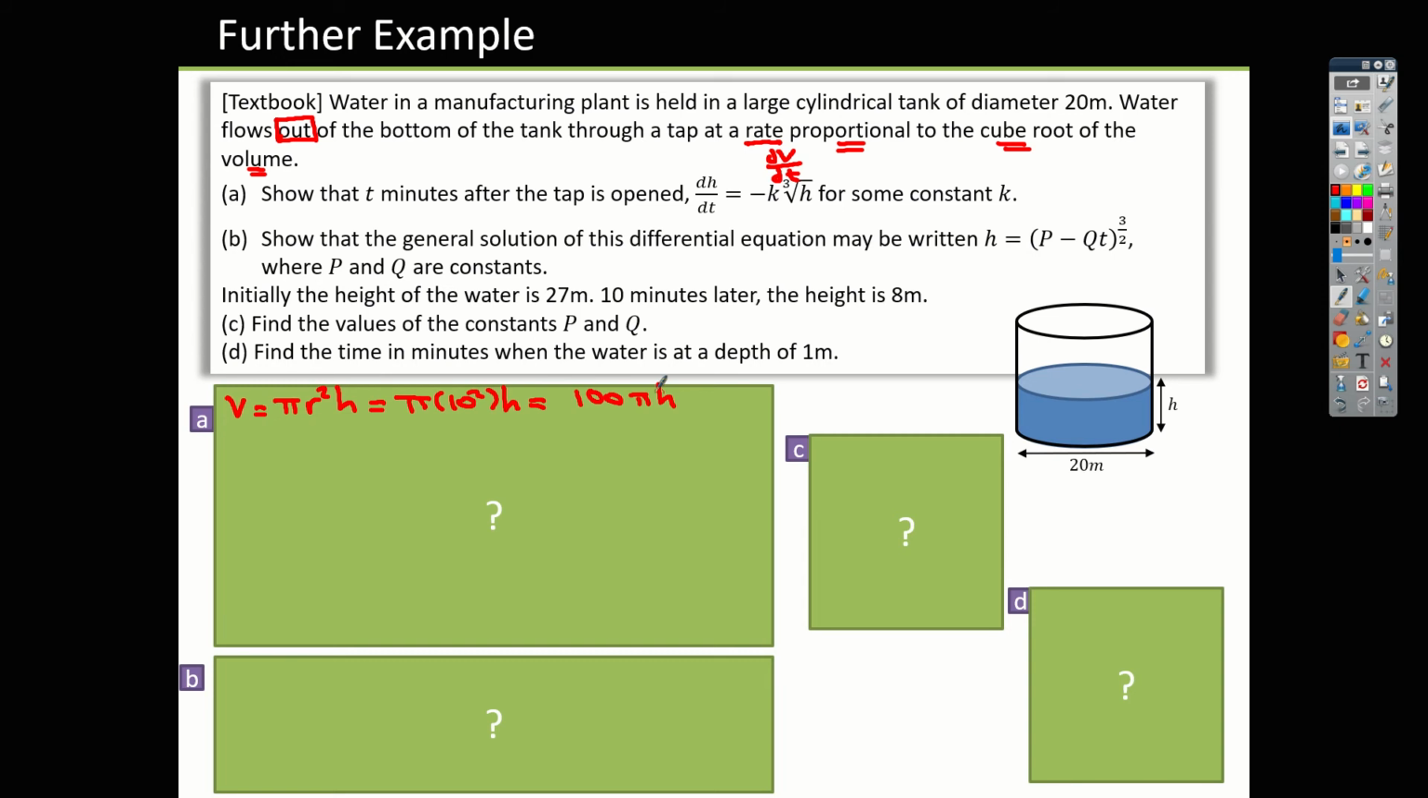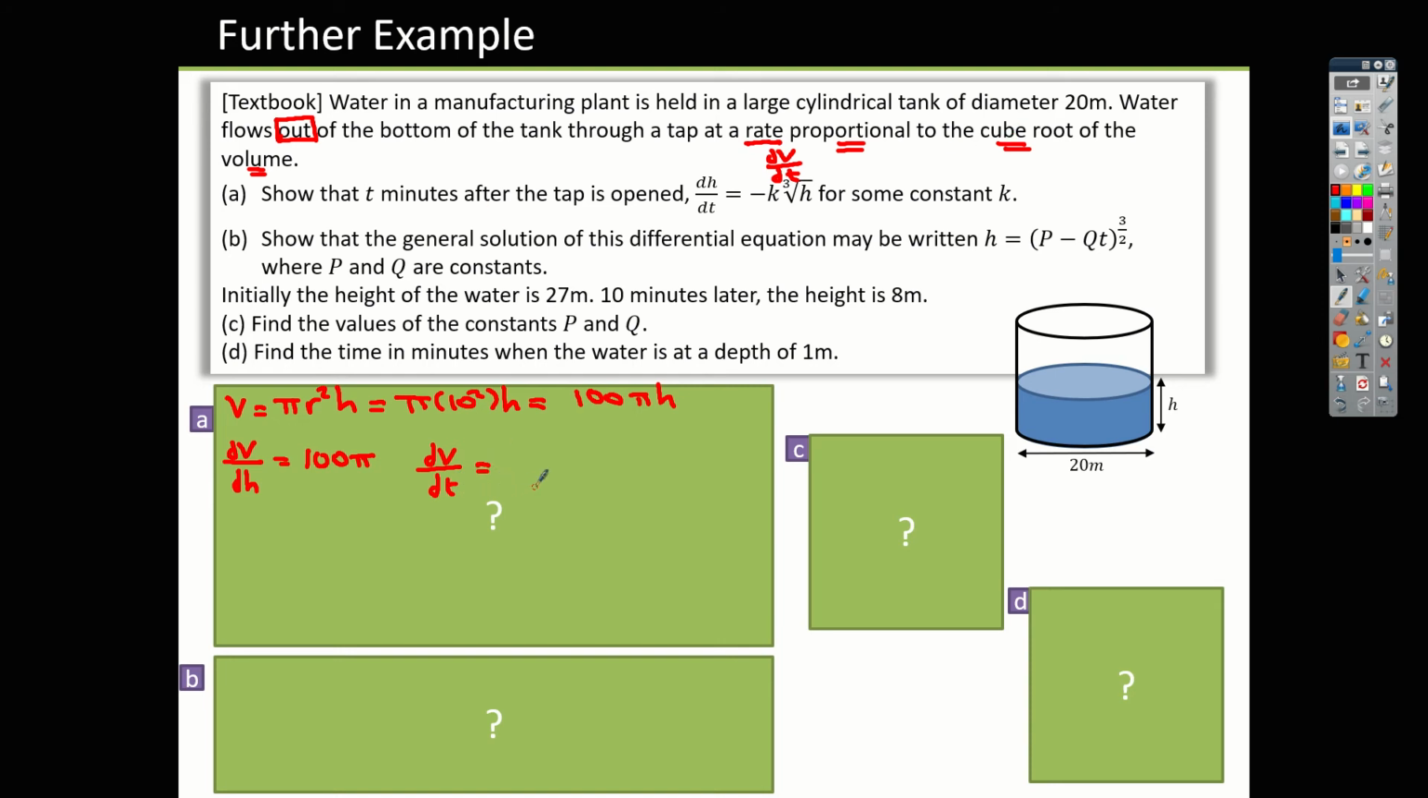Great. Now what I can do with this, with my volume given in terms of h, I can now get one of my derivatives that I will need, which is going to be dV by dh. And if I differentiate this with respect to h, I'm just going to get 100 pi because that's the constant in front. Now I can use the proportionality statement in the question. I can write down another derivative, that's dV by dt. Okay, it's proportional to the cube root of the volume.